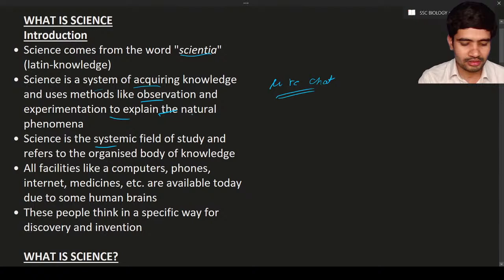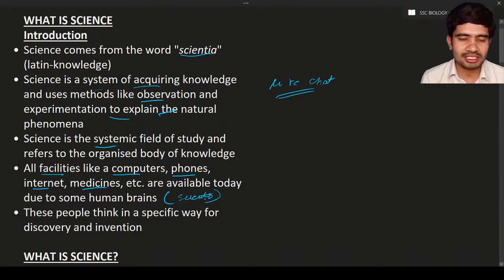These scientists use their brains and their knowledge for the betterment and new production of these methods. These people think in a particular way for development and discovery. What does discovery mean? If a substance is already present in nature and you find it, that is known as discovery. Then what about invention? Invention is something that is not present in nature. You are creating it. If you create something with your knowledge, that is known as invention.